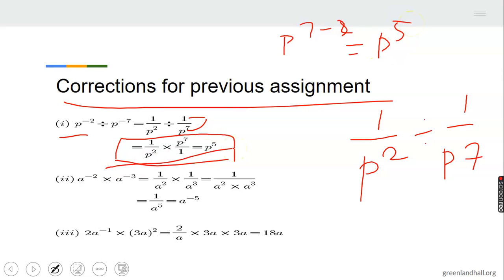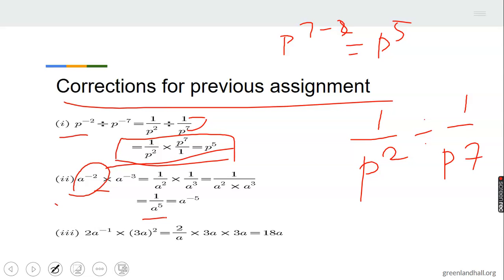Now, look at number 2. We have a raised to power minus 2 times a raised to power minus 3. When you rewrite a raised to power minus 2 as 1 all over a raised to power 2, times 1 all over a raised to power 3, which equals 1 all over a raised to power 2 times a raised to power 3, which equals a raised to power 5. And that can be written as a raised to power minus 5.